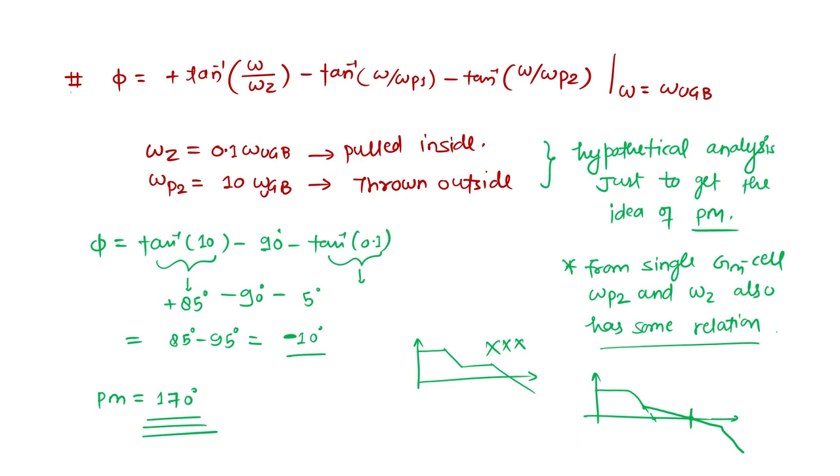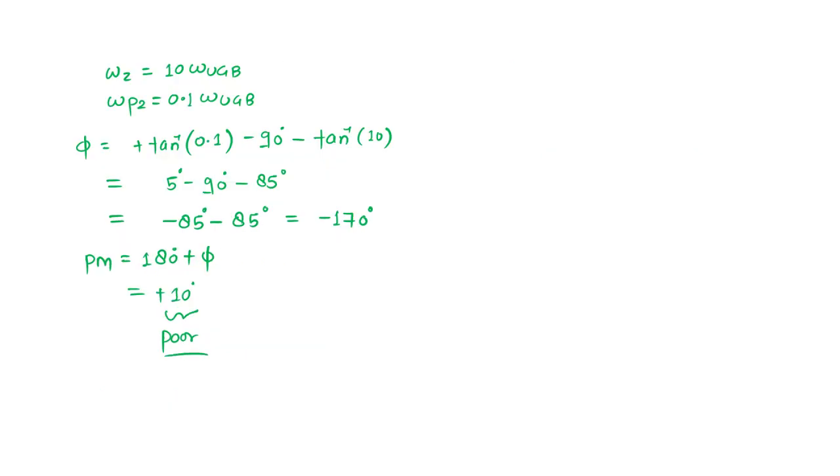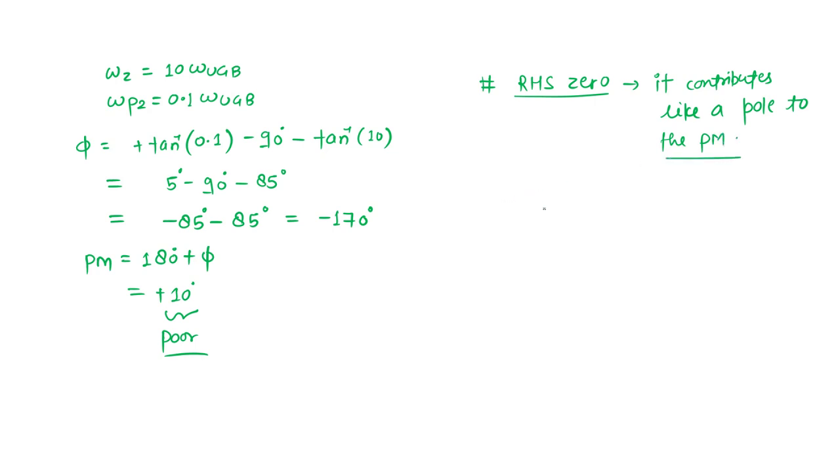So what we can see then is the effect of the zeros. Now let's say you have the right hand side zero. So the right hand side zero itself contributes like a pole to the phase margin. What does that mean?